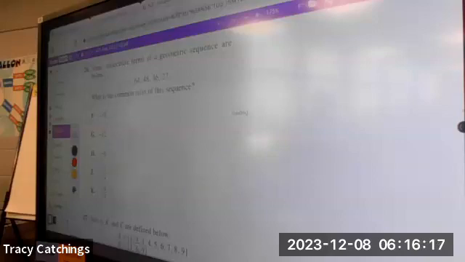Consecutive terms of a geometric sequence. What is the common ratio of this? I don't understand 48, 16 on the two. You got something so that when you remove, separate.